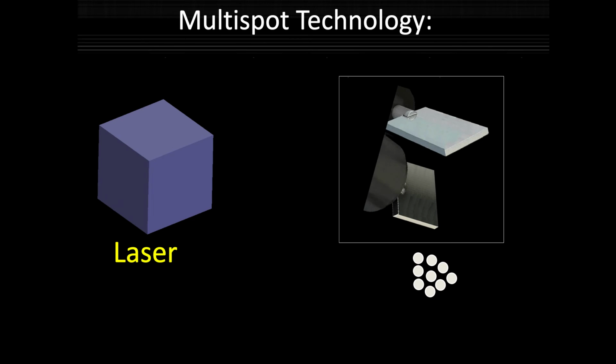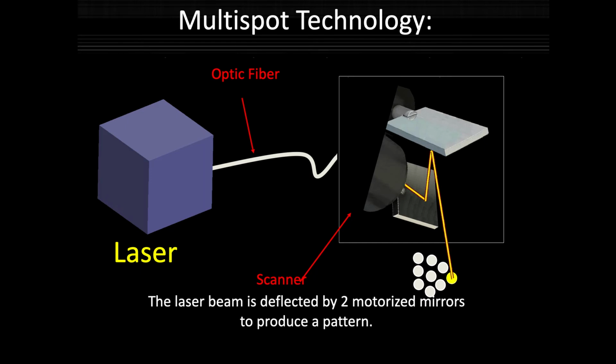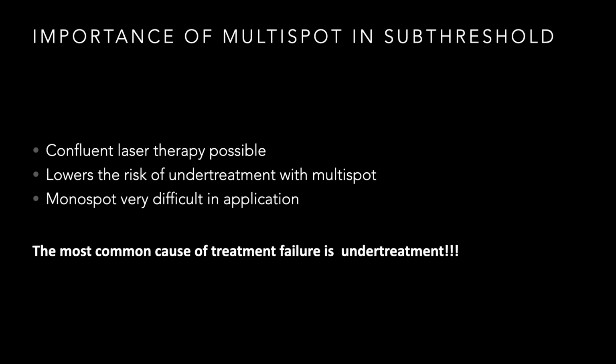Why is multi-spot technology important? Well, you see here, the laser has a mechanical mirror that allows us to treat in different patterns, where the laser beam is deflected by two motorized mirrors to produce a pattern. Why is this important? Because it allows us to deliver confluent laser therapy, and we will show that this lowers the risk of undertreatment with using the multi-spot or pattern technology.